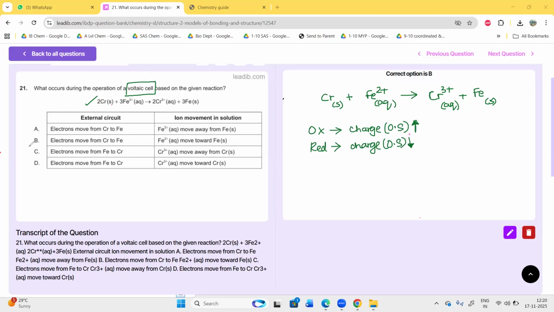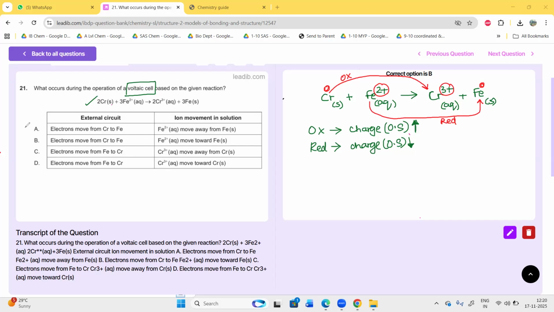In this case, chromium here is just Cr, so the charge is 0. If it's an element, there is no charge. Fe is 2+. Here chromium is 3+, and here iron is just an element, so 0. What is happening to chromium? Cr is going from 0 to 3+, the charge increases, so it's getting oxidized. And iron is going from 2+ to 0, so it's getting reduced.